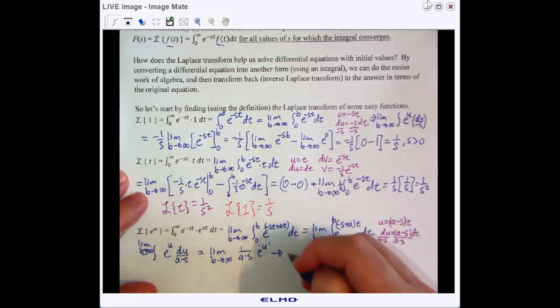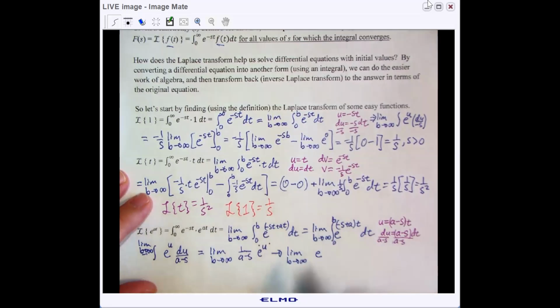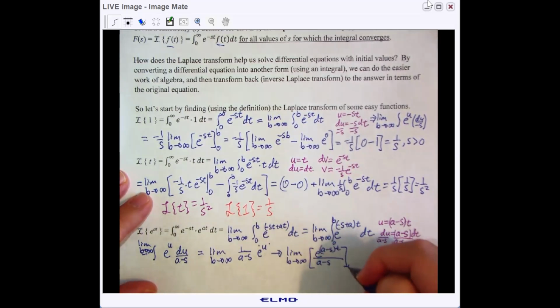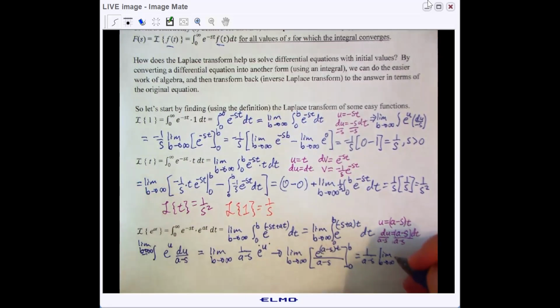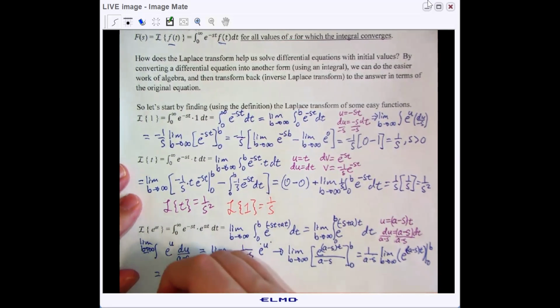So let's convert back to our original variable of t. So we're going to do e to the u, which is a minus s t, over a minus s, and we're taking the limit of this as t goes from 0 to b, which will take this out: 1 over a minus s times the limit as b approaches infinity of e to the negative a minus s t, from 0 to b, okay, which will give us 1 over a minus s.